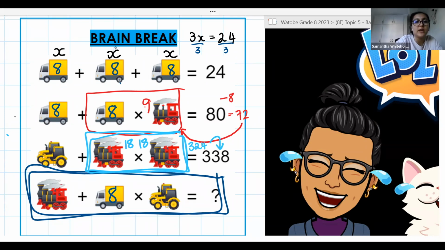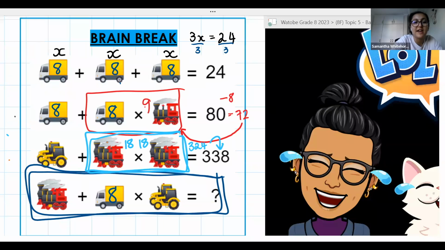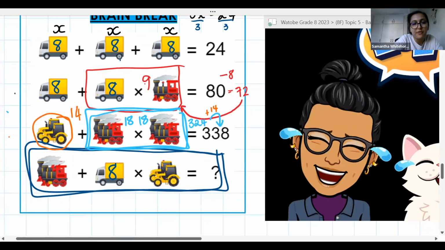we can go and work out what, actually we don't need to work out anything. Oh, we do, we've got tractors, sorry. We can work out what our double tractors are. Right, Mavuyo, well done. So our double tractors here are going to be 14, because if I say 324 plus 14, I get 338. And so now I know that in my final step, my double tractors are worth 14 and my double trains are worth 18.